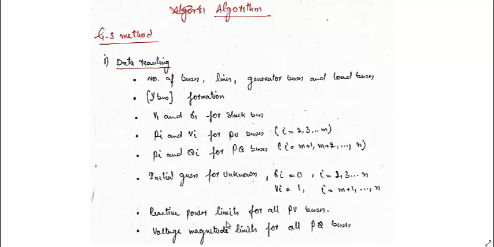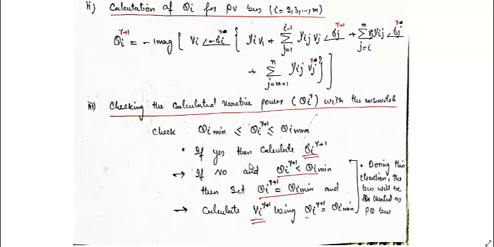In the previous lectures, we haven't taken into consideration the voltage magnitude, but voltage magnitude limits are also to be taken into consideration. This is the first step. Second is calculation of the Q_i for PV buses, where i is equal to 2 to m. We have done this also.